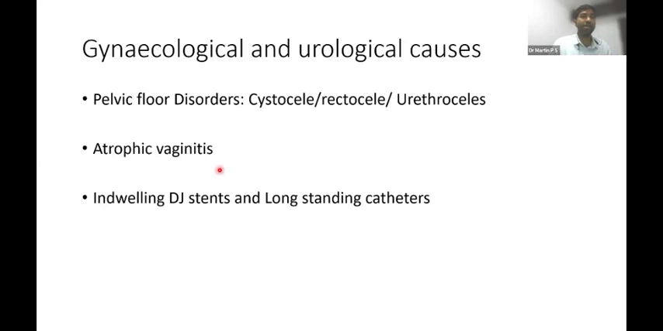Many a time we find atrophic vaginitis. Because of atrophic vaginitis, the flora of the perineum will change, leading to more and more uropathogens occupying that area and causing repeated infections and asymptomatic urinary changes. Many a time, if the patient has indwelling stents or long-standing indwelling catheters, then also you can get sterile pyuria, asymptomatic pyuria, or an asymptomatic cystitis-like picture.